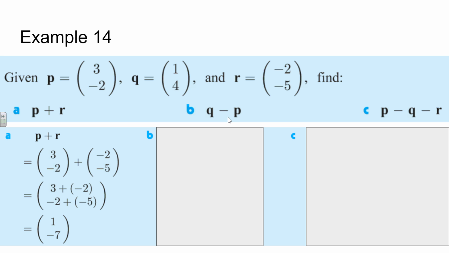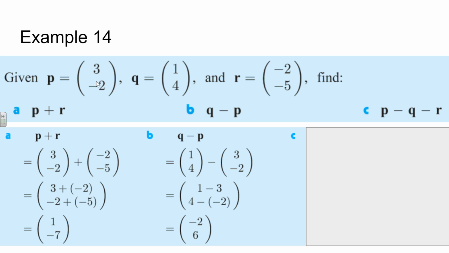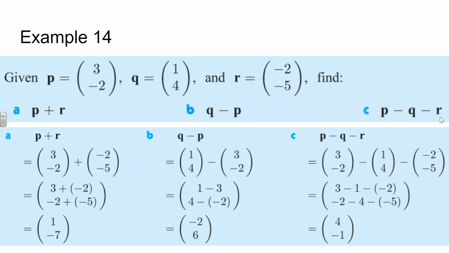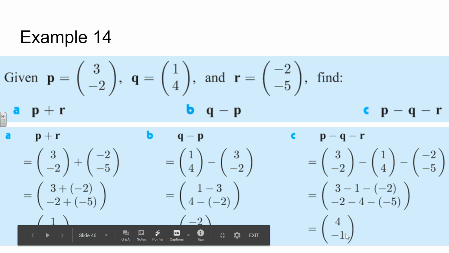Q minus P. Okay, so here's Q, (1, 4). And I'm subtracting P, which really means I'm going to change the sign of the components in vector P. So I'm doing 1 minus 3. That should give me a negative 2. And then I have 4 minus negative 2, which is really plus 2, obviously, and that gives me 6. You get the message here. So P minus Q minus R, we're just going to take the components of P minus Q, and then minus R. We end up getting down to (4, -1). Pretty simple stuff here, no big deal.